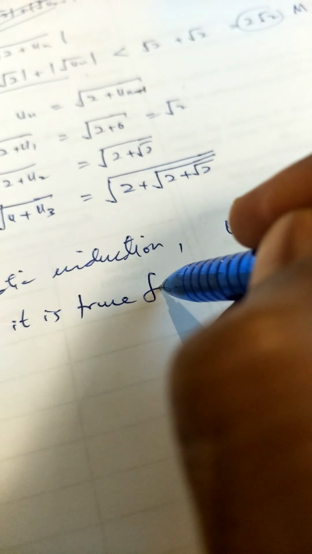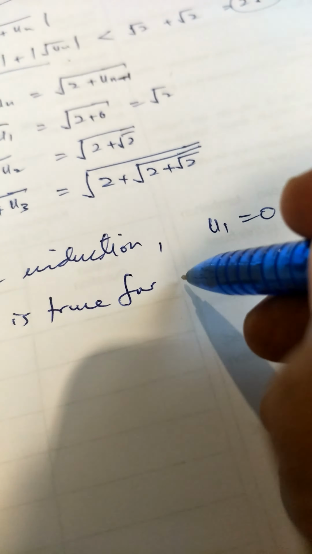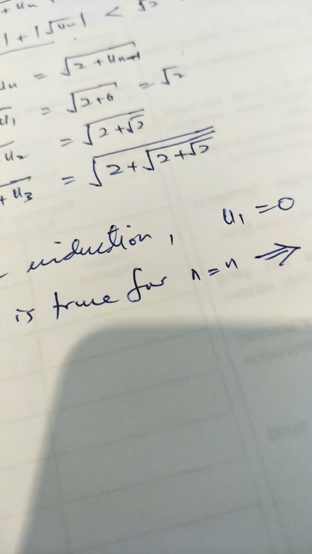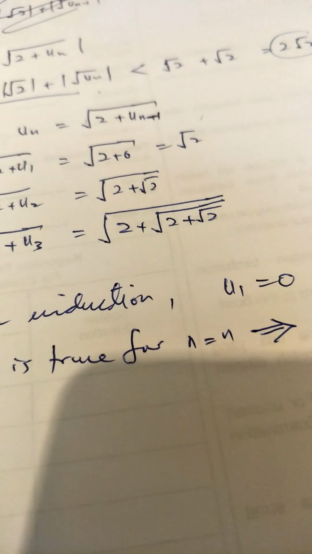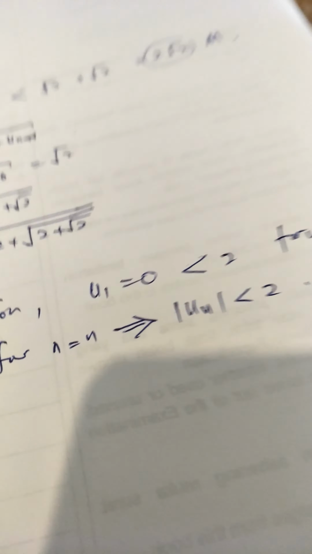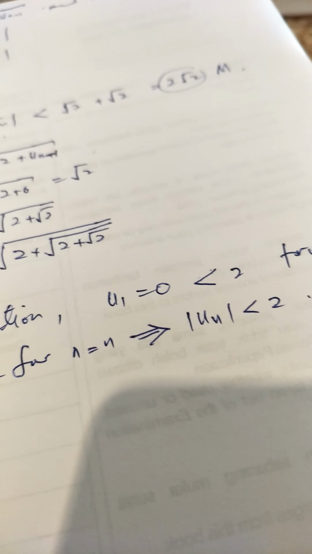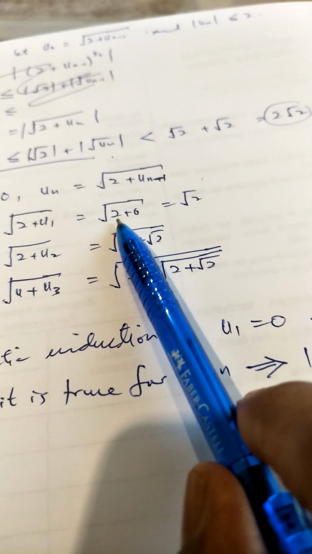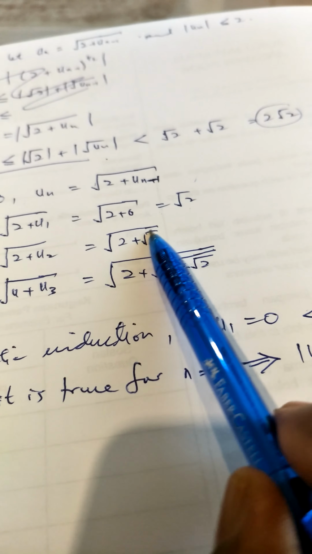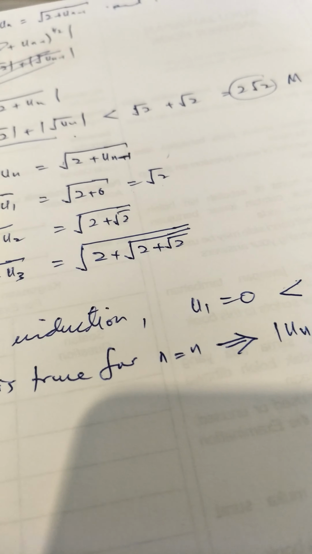And then we assume that it is true for n equal to n, which means by observation we can see that un is less than 2. So we assume this is true. Why less than 2? Because you can see here, this is square root 2, and it is obvious that square root 2 is less than 2. Here is less than 2. Definitely here less than 2. So everything is less than 2.